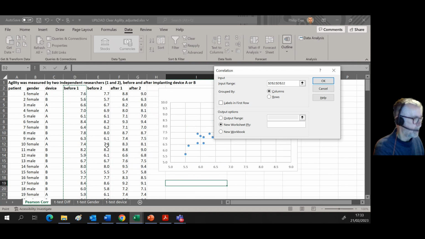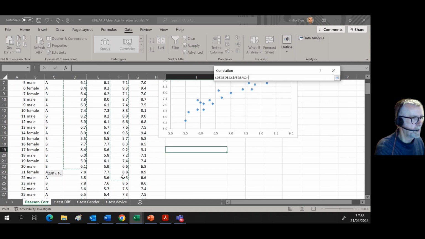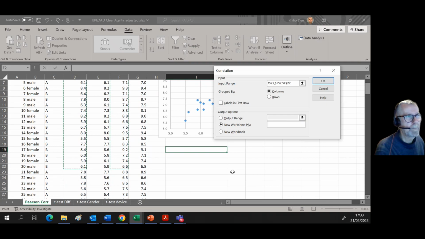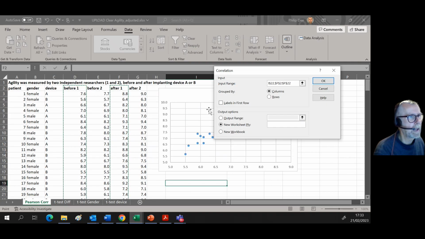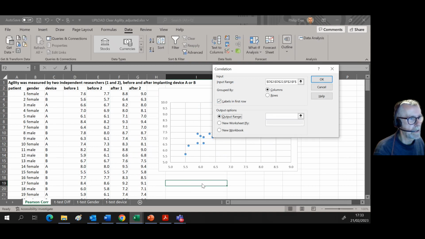I've clicked the first one, and I'll hold the Control key down for after 1 to try and do what I did before. So I'm hoping that was OK. And because I kept the labels in, I'm going to click on labels. For my output, I'm going to click into there and say, put it there, please. And I think it's about to go wrong.